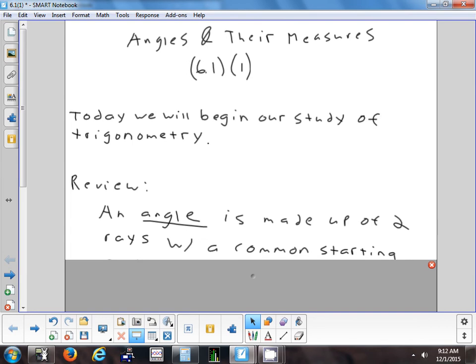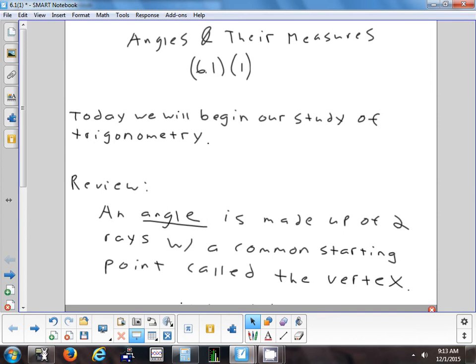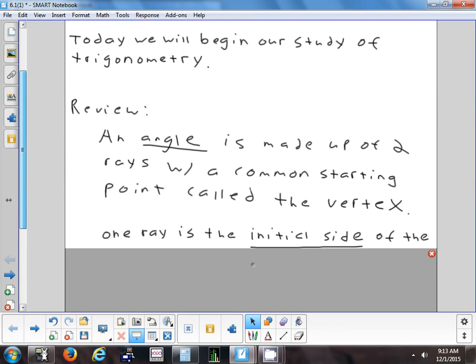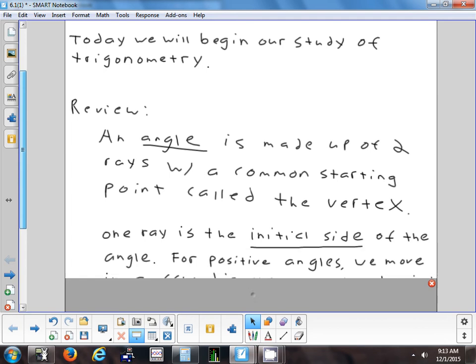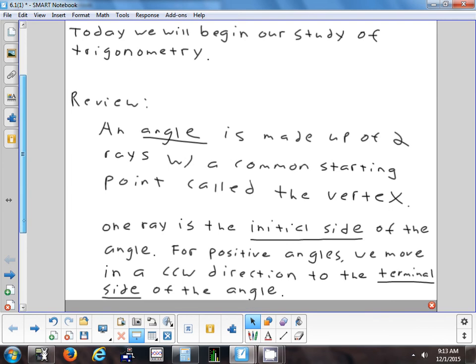All right, first thing I just want to make sure everybody understands is what is an angle. Basically an angle is when you take two rays, you have them start at a common point called a vertex, and they go off in one direction. That's an angle. Two rays, common vertex, and rays go off in one direction. Since we have two rays, an angle has two sides to it. One side we call the initial side. The other side we call the terminal side.